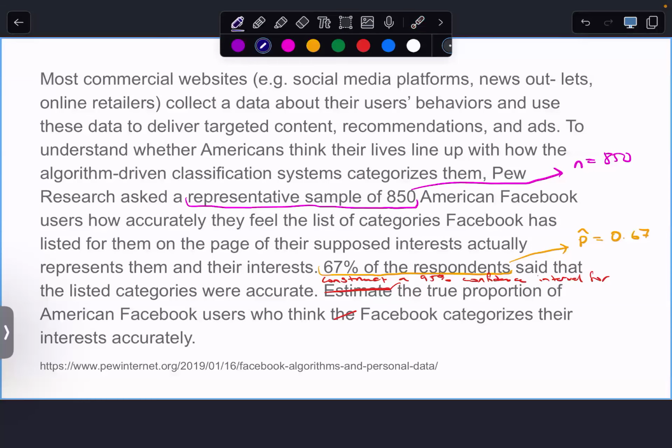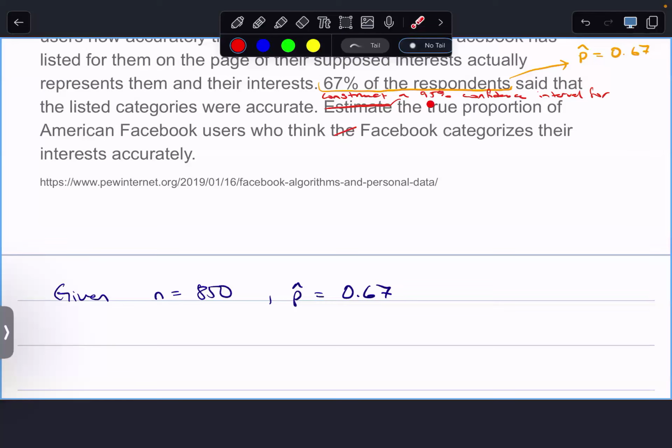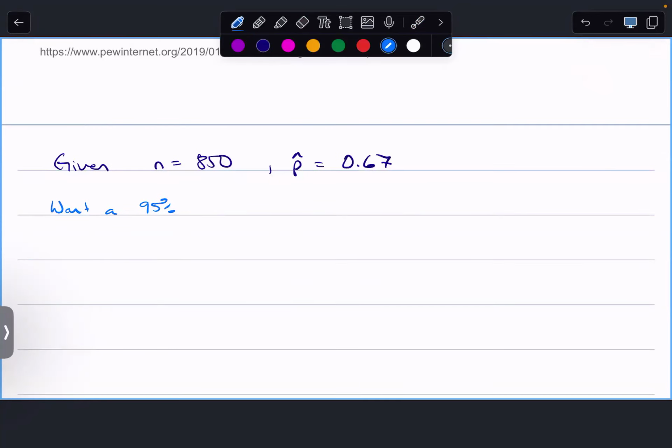Let's outline what we've been given. So we've been given n is 850 and p hat is 0.67, usually reported as a percentage, but we need to bring it down to a decimal. And then we want a 95% confidence interval. We want a 95% CI. I'm going to say confidence interval, but from here on out, I'll define it as confidence interval, and we can just abbreviate it CI, confidential informant.